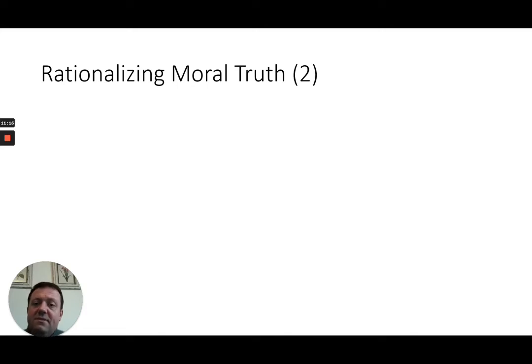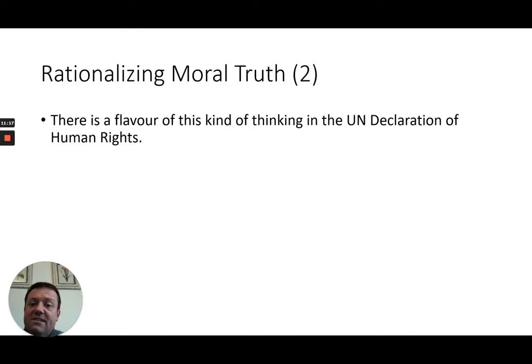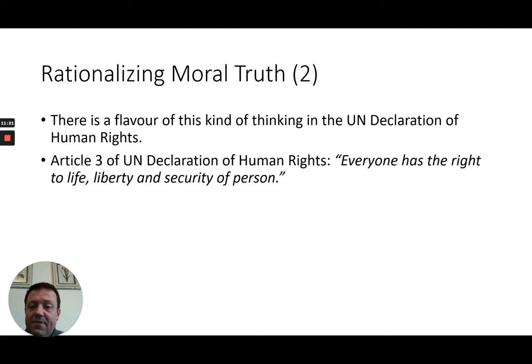So it does seem to be the case that there is a definite flavour of human rights in Kant's thinking. For example, if we take Article 3 of the UN Declaration of Human Rights, everyone has the right to life, liberty, and security of person. Well, you run that through the categorical imperative. You think, what if everyone did that?